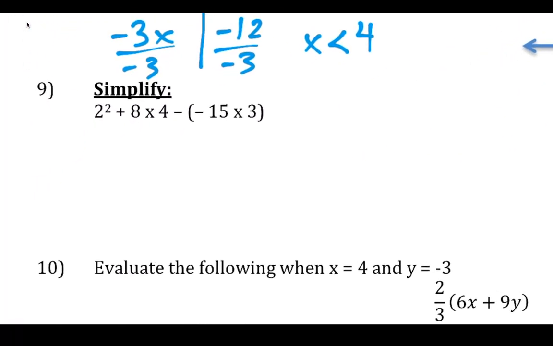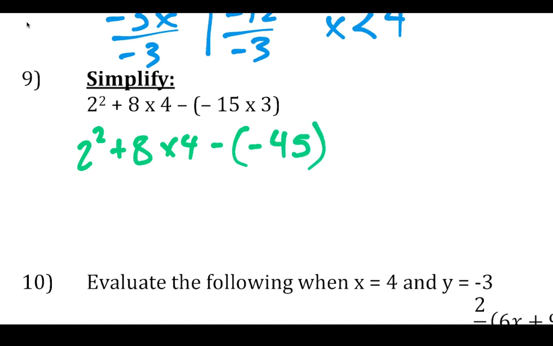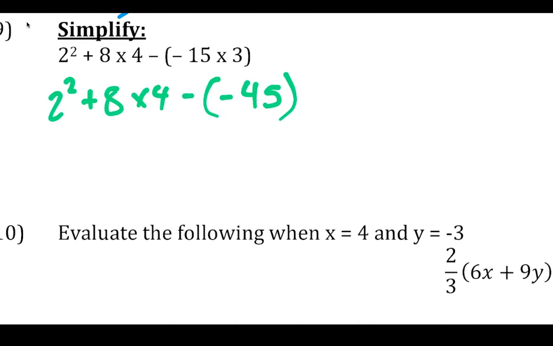Number 9, simplify. So I'm going to use order of operations. Those are multiply signs right there. So first thing I'm going to do is parentheses, 2 squared plus 8 times 4. -15 times 3 is -45. Second thing I'm going to do is exponents. 2 squared is 4. So I have 4 plus 8 times 4 minus -45.